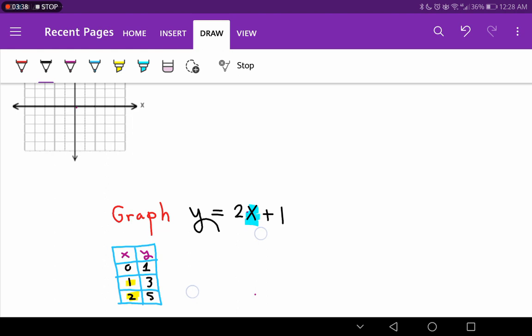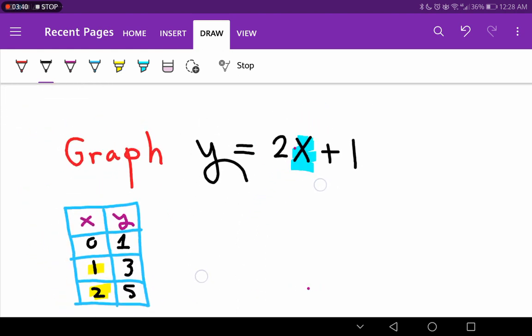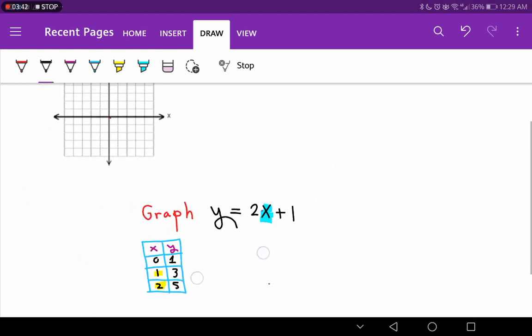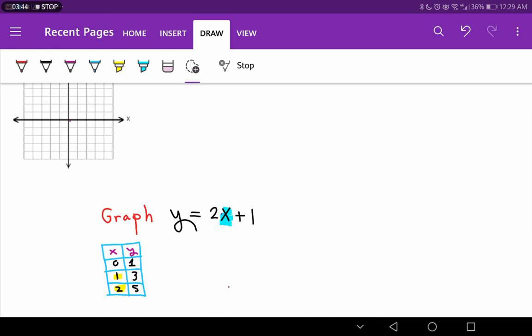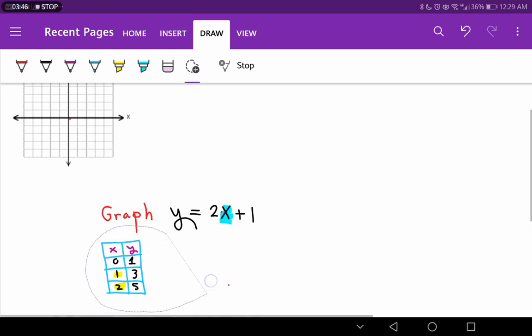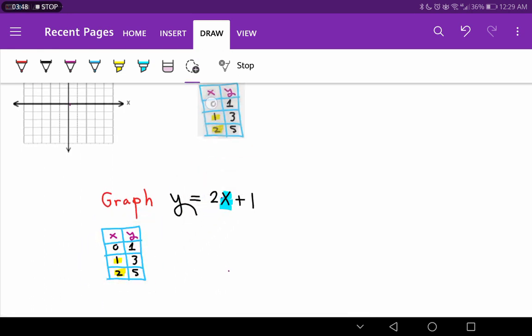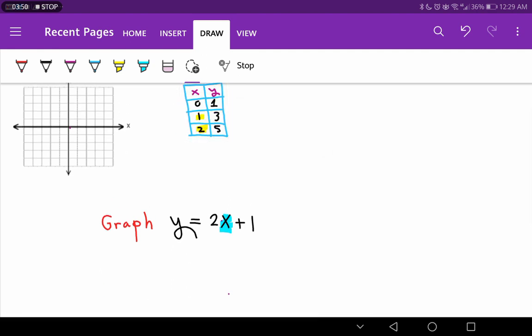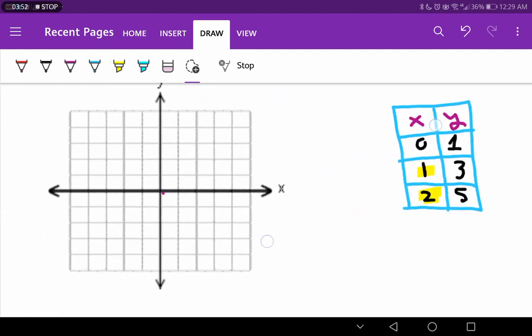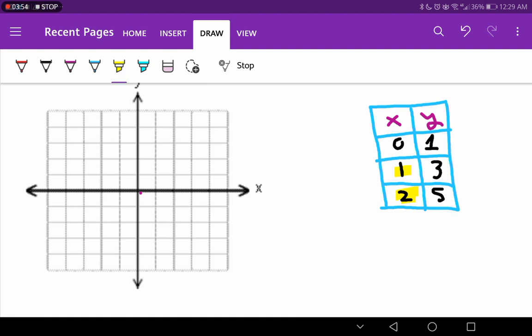The first ordered pair, my dear students, let me move this table up actually. I will try to move it. I don't know if I can or not, but clearly I can. Good. Now I have this table here. Now 0, 1, 1, 3, 2, 5. The 0 and 1 is the first ordered pair.